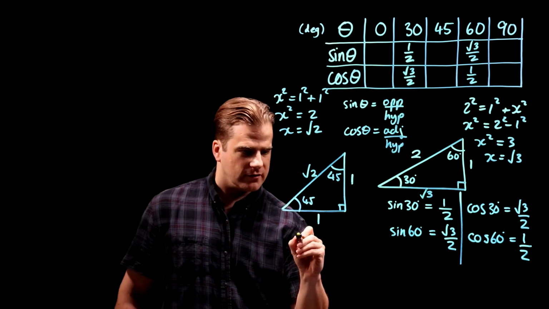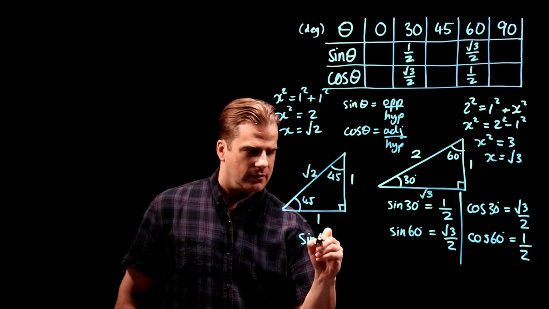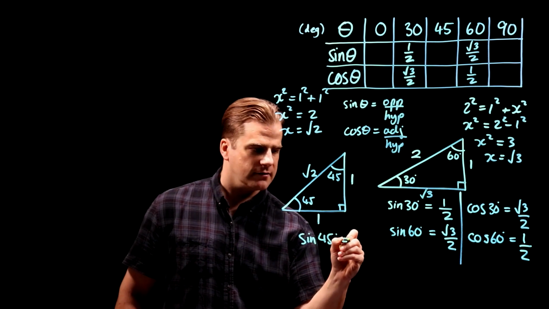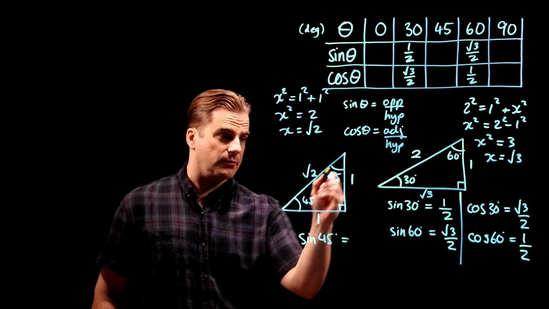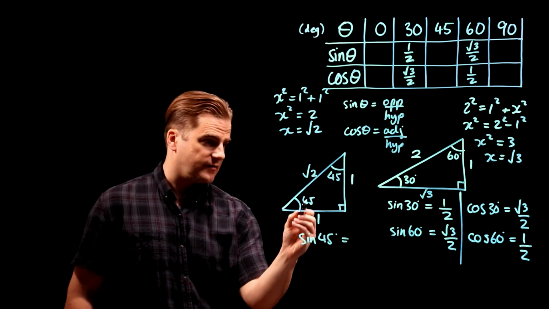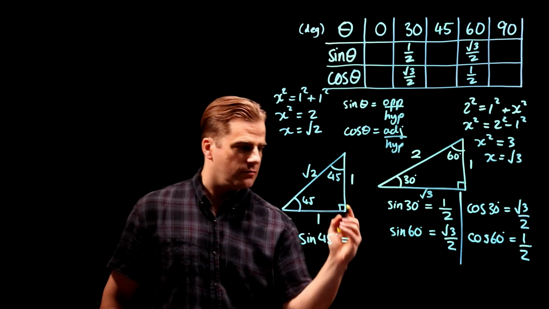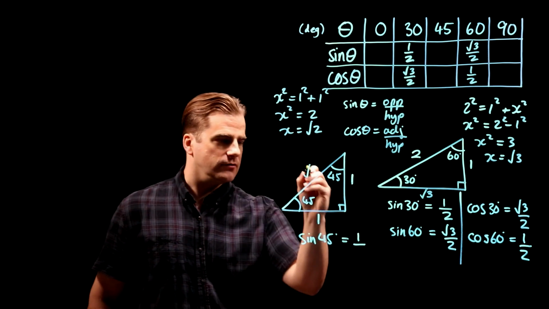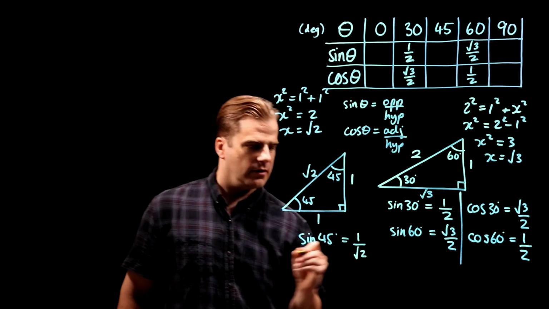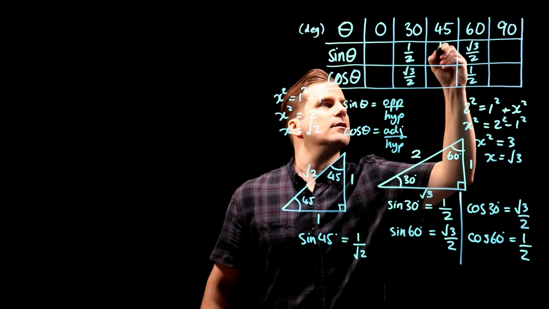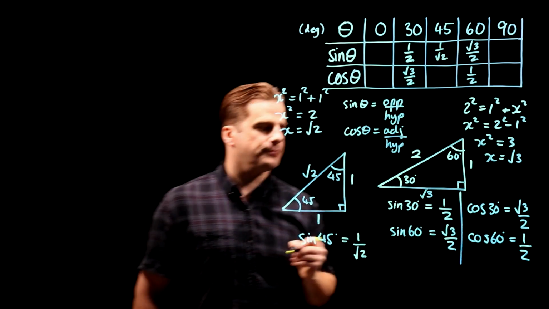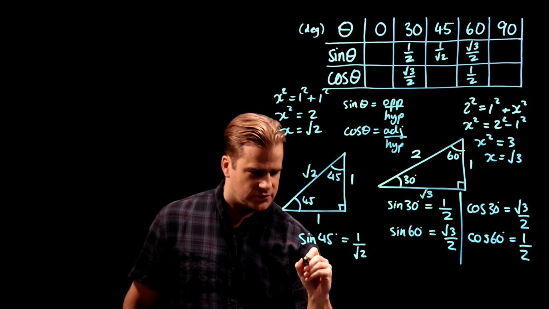So we can now work out the sine of 45. Sine of 45 is, it doesn't matter which one we take, because it's symmetrical. Let's pick this one. Opposite is 1, hypotenuse is root 2. So sine 45 is 1 on root 2. And again, I'm sure you're ahead of me.